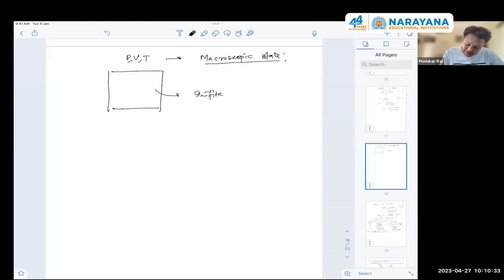infinitely large numbers of microstates. The more the number of microstates, the more is the entropy.